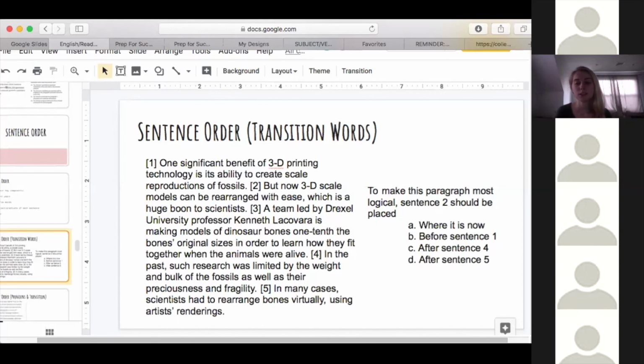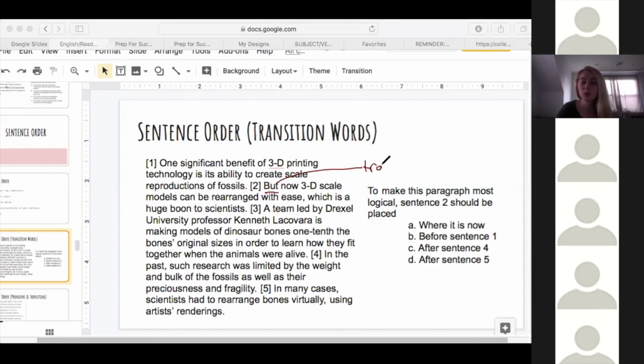All right, so let's take a look at this one together. I'll walk you through exactly how I would do this on the test. Let's say I got this practice problem. How would I go about doing it? Well, first and foremost, I'm going to start looking through the passage. One significant benefit of 3D printing technology is the ability to create scale reproductions of fossils. Then I say, but now. Right as I read that sentence, which is sentence 2 that we're supposed to be looking for, I see but, which is a transition.